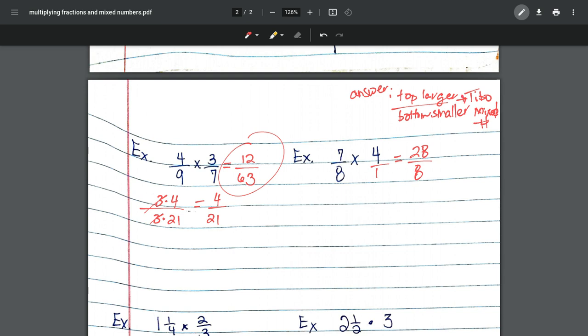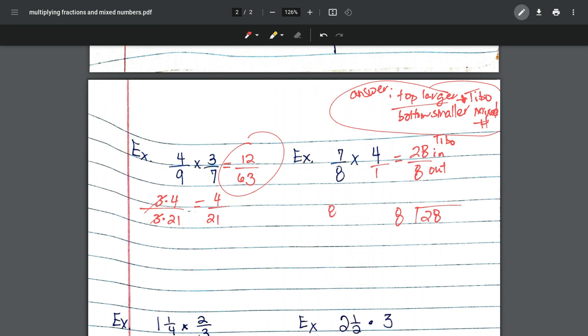TIBO it and then change it to a mixed number. All right, so the top number is larger and the bottom number is smaller. So I'm going to TIBO: top in, bottom out. Only do that if the top number is larger and the bottom number is smaller. Make sure you write that down. That's for your answer. That's what you get in an answer.